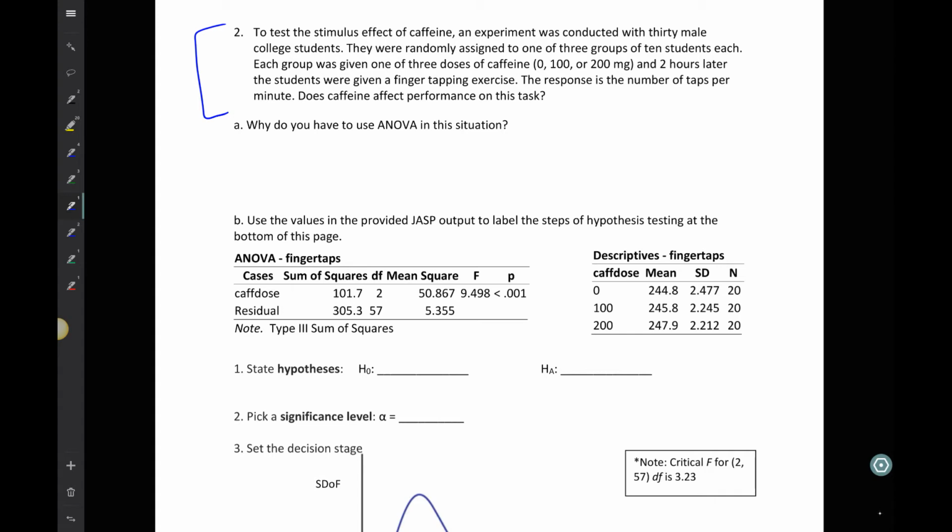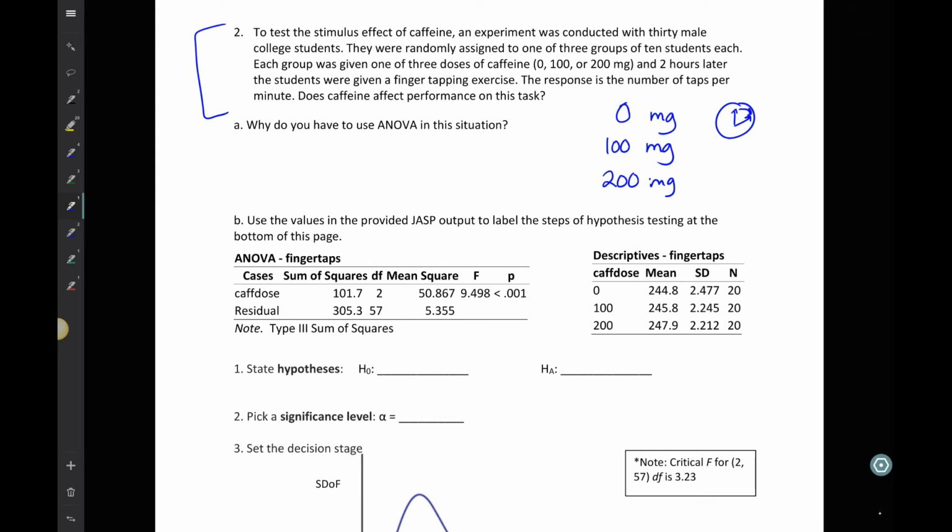10 of them had a cup of coffee with 0 milligrams of caffeine in it, or they were administered some sort of dose with 0 milligrams of caffeine. 10 who were randomly assigned to that group got 100 milligrams, and then another 10 were randomly assigned to receive 200 milligrams. So we have 3 different groups. One group got no caffeine, one group got 100 milligrams, and one group got 200 milligrams. Then we wait for 2 hours.